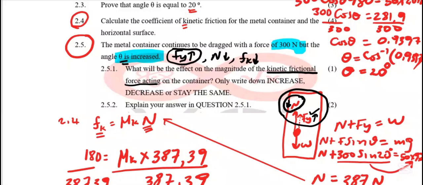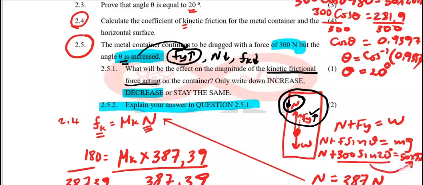So basically, that is the question. They say what will be the effect on the magnitude of the kinetic frictional force. The frictional force depends on the normal force, but when you increase the angle, Fy increases. Go to the free body diagram. The normal force and Fy are in the same direction, meaning that when Fy increases, the normal force decreases. So when the normal force decreases, the frictional force decreases. So the frictional force will decrease, then the explanation will show that.